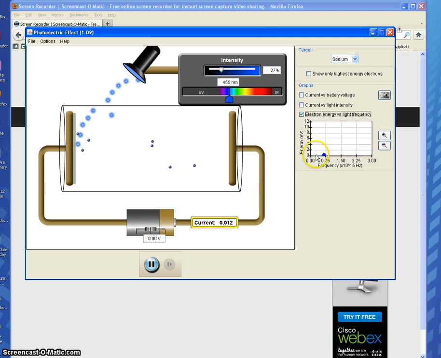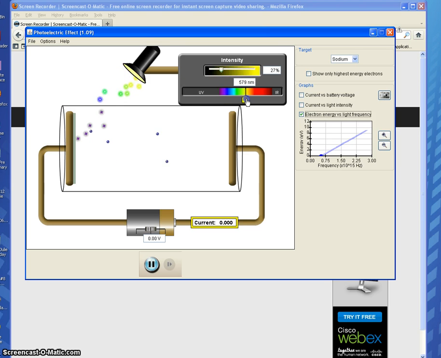And instead of this line staying down here flat, now as I move up in frequency, my electrons get more and more and more energetic. And it goes up like a line. So that's going to be the graph, the energy of the electrons versus the frequency. This frequency right down here at the bottom, right at the beginning, that's the cutoff frequency. That's where that happens. Okay, so that's kind of the photoelectric effect in a nutshell.